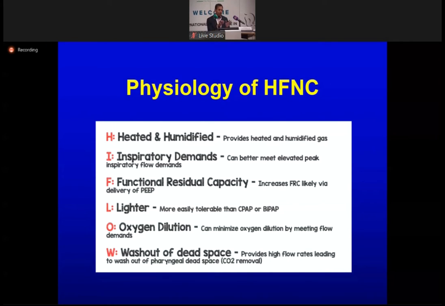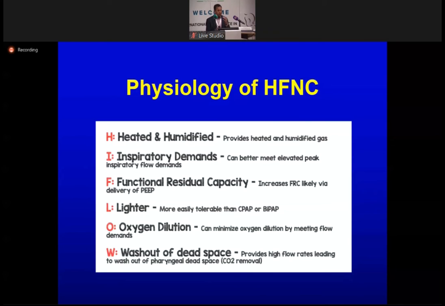So 1 to 2 liters in a young infant is enough if they are breathing at tidal volume. But if they are breathing fast, they have a lot of inspiratory demand, then that 1 to 2 liters will be diluted and the FiO2 would be very low. So if you can give them high volumes, then that can meet their inspiratory demand. It increases functional residual capacity, likely via delivery of PEEP. That is one of the touted mechanisms of action.